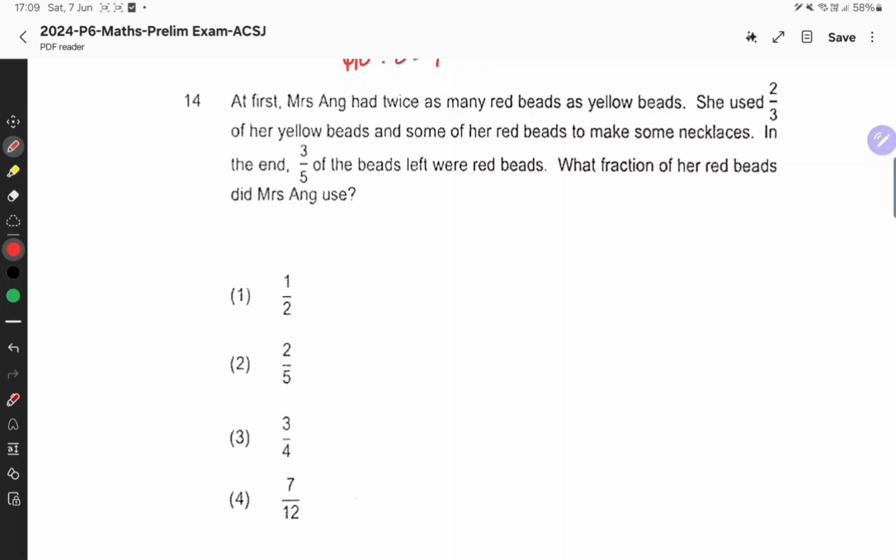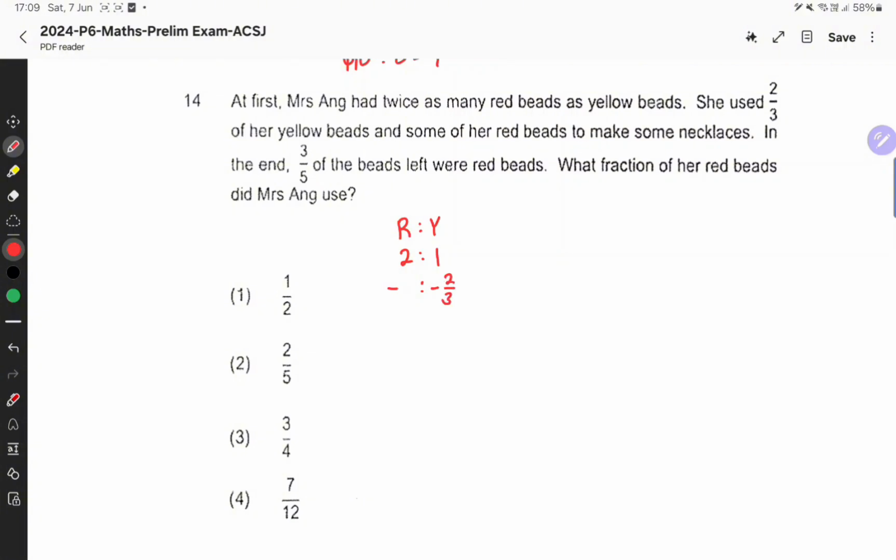So what we're going to do is go through it one sentence at a time. Starting from the first sentence: at first, Mrs. Ang had twice as many red beads as yellow beads. So red is to yellow is 2:1. That means red beads have 2 units, yellow beads have 1 unit. She used 2/3 of her yellow beads and some of her red beads to make some necklaces. We don't know how many red beads they minus, but we know that for yellow beads we're going to minus 2/3 out of the 1 unit.